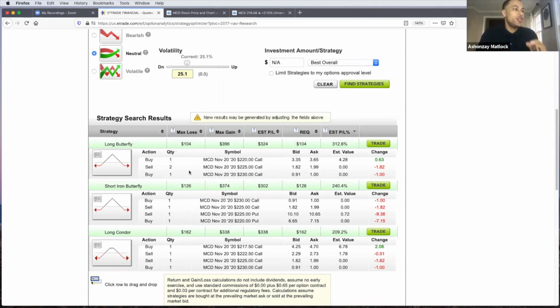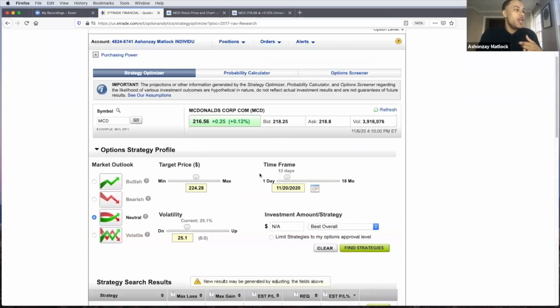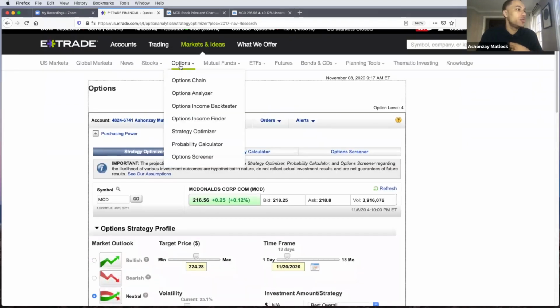So what I want you to do, once you figure out your trade and your strategy, is remember this trade here. We're going to use this trade as an example. We would need to buy a November 20th 220 call, sell two November 20th 225 calls, and then buy one November 20th 230 call. So just remember that, and you can even write it down. Then I want to go to options, and we're going to go to options analyzer.